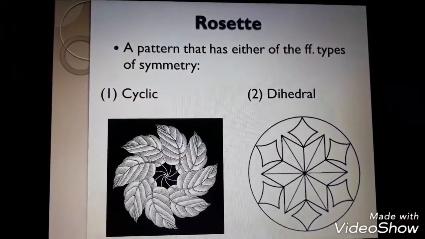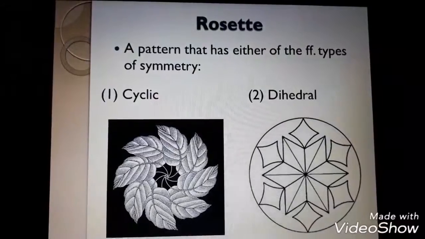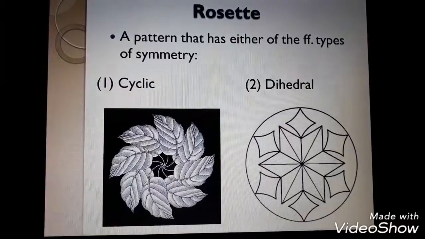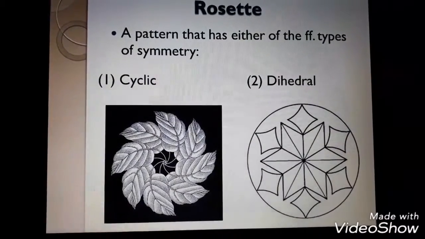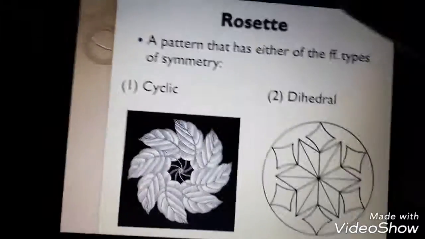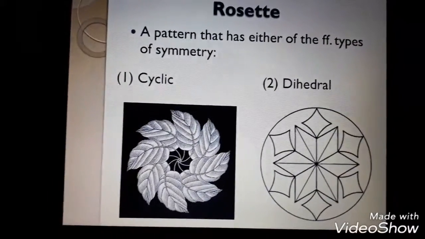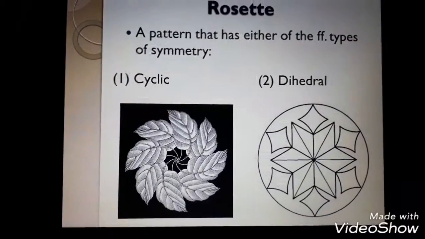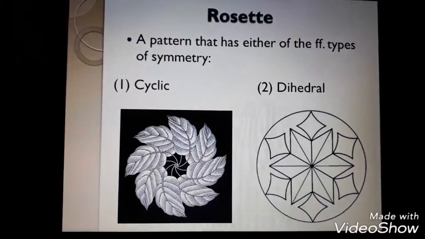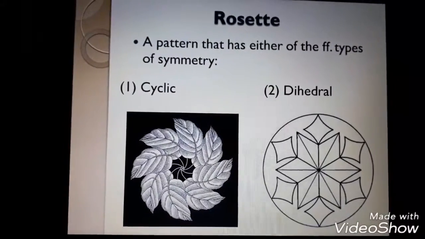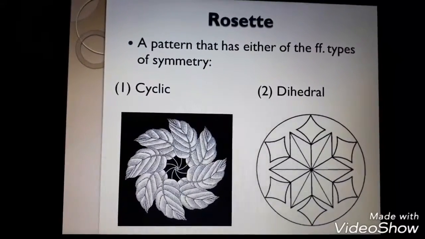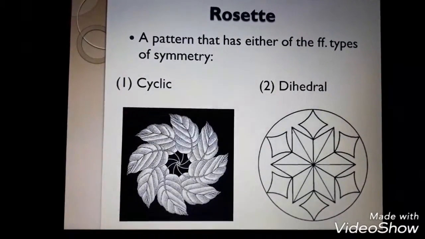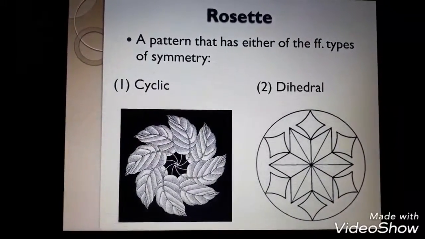First, we have a rosette pattern, which has either of the following types of symmetry, cyclic or dihedral. A rosette pattern is considered cyclic if it has a rotational symmetry around the center point, but no mirror lines, meaning that there's no reflectional symmetry. Then, a rosette pattern is considered dihedral if it has rotational symmetry around the center point, and also mirror lines, meaning that there's also the existence of reflectional symmetry.